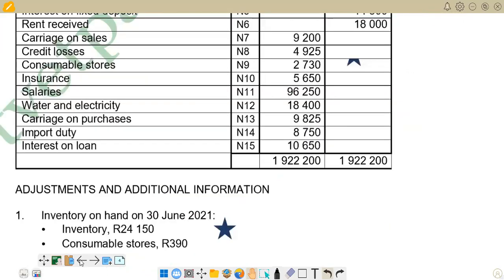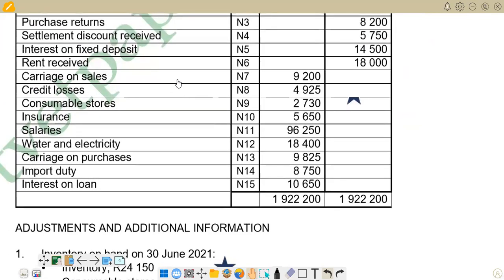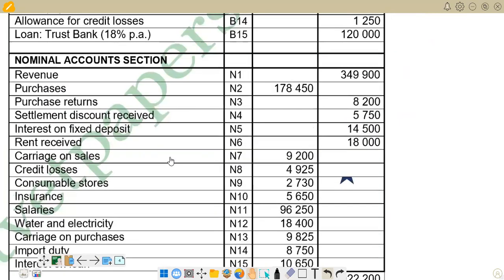If it's that scenario, you have to go back and check the figures that you are given in the list of balances. So basically, what we are going to do in the answer section, we're going to say 178,450, we subtract 8,200, and then you subtract 5,750 to get the net figure for purchases. So we go back to our answer section.